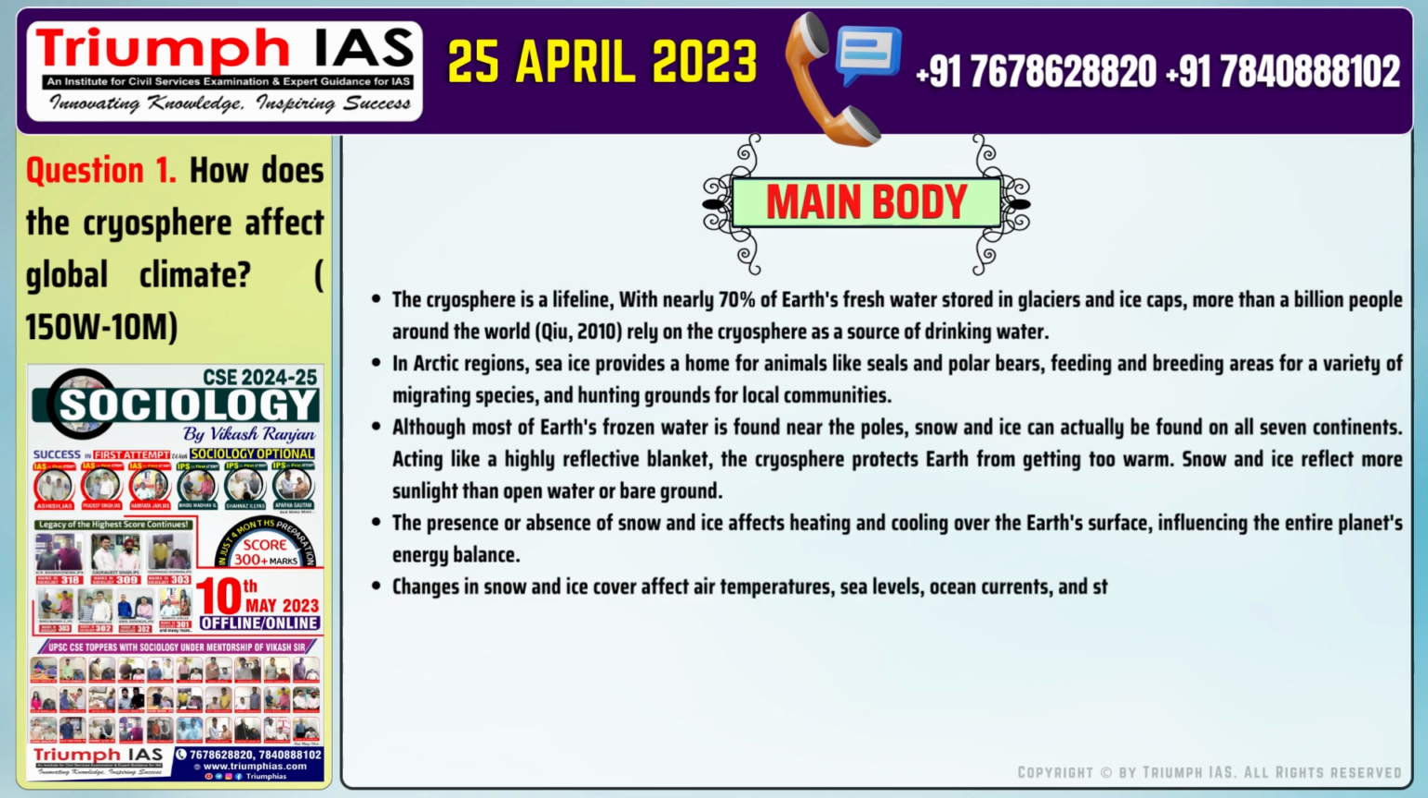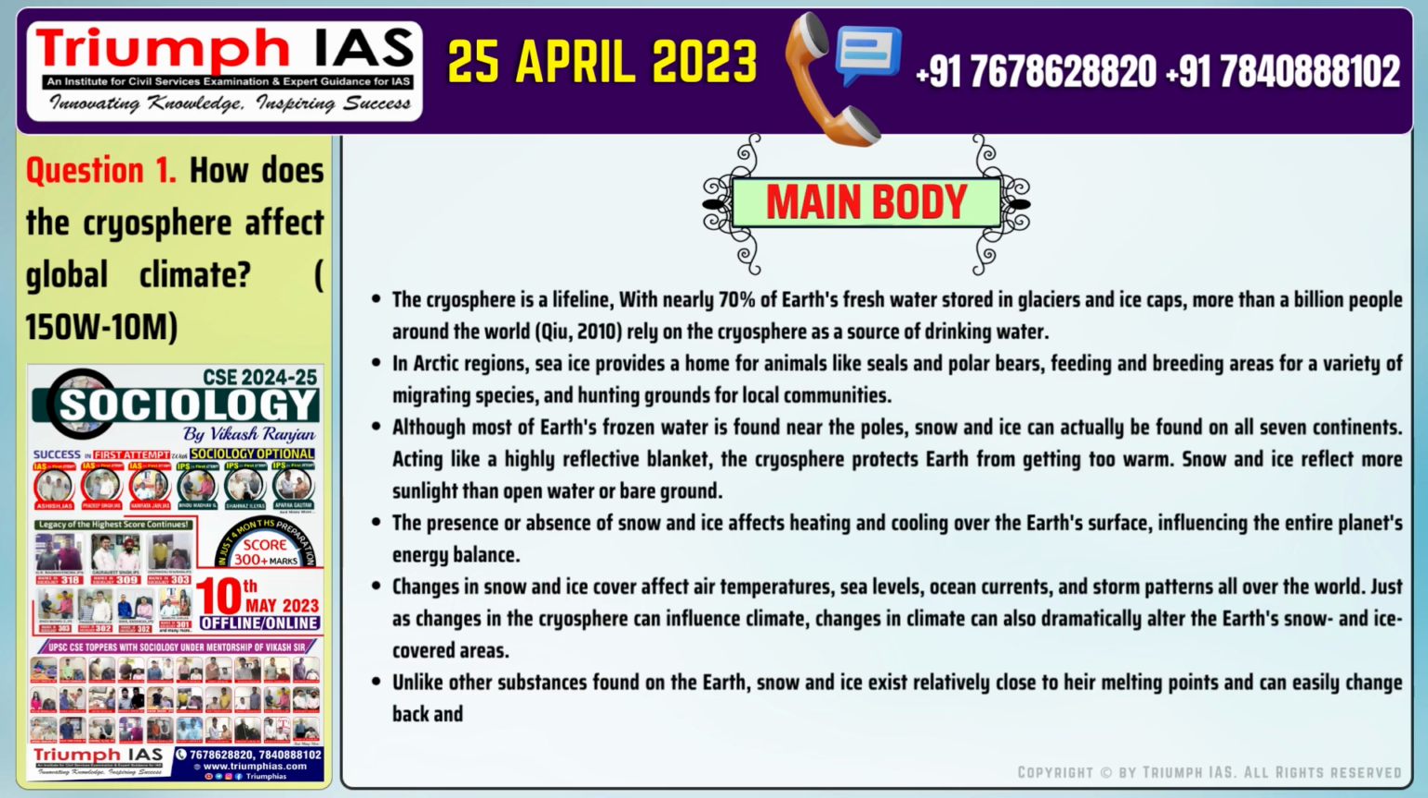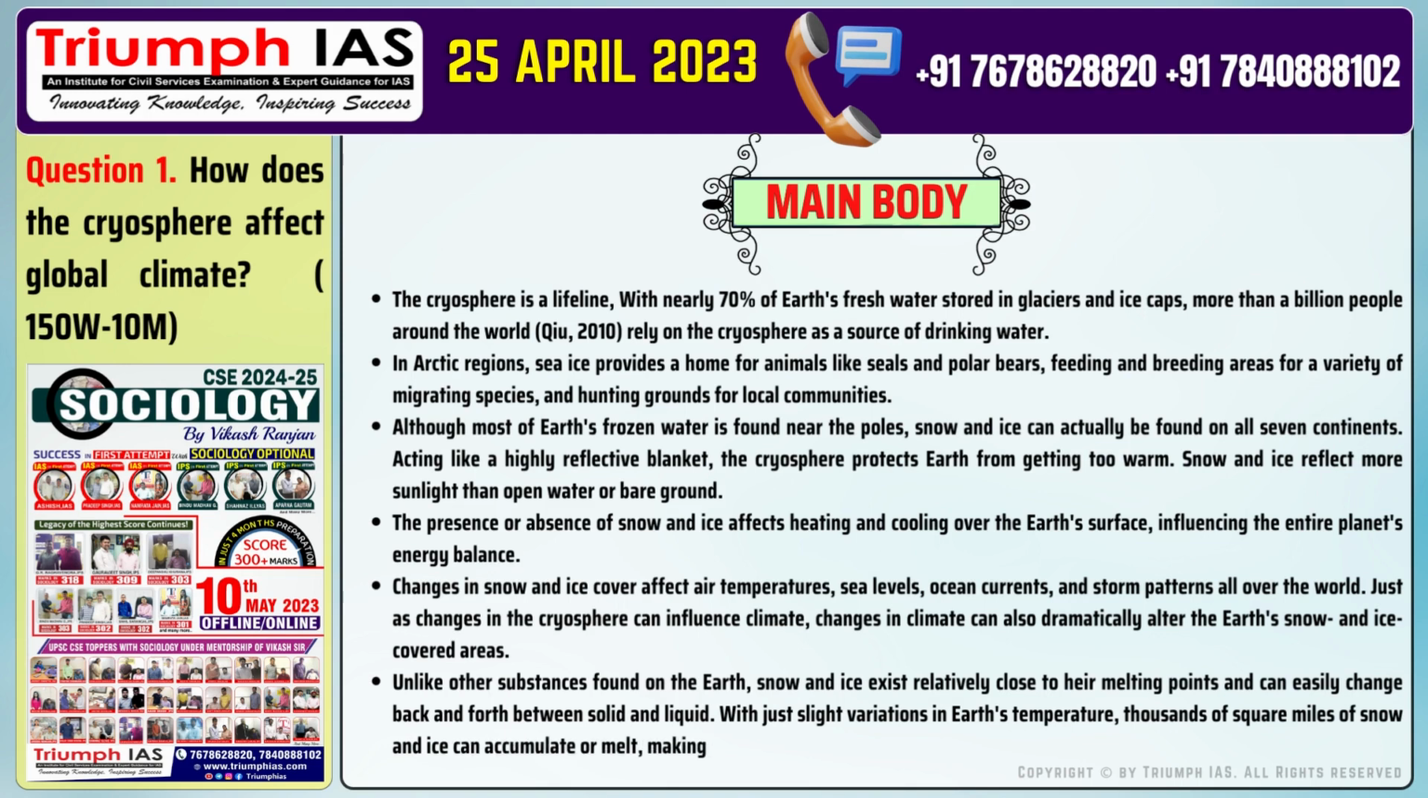Number 5. Changes in snow and ice cover affect air temperatures, sea levels, ocean currents, and storm patterns all over the world. Just as changes in the cryosphere can influence climate, changes in climate can also dramatically alter the Earth's snow and ice-covered areas. Number 6. Unlike other substances found on the Earth, snow and ice exist relatively close to their melting points and can easily change back and forth between solid and liquid. With just slight variations in Earth's temperature, thousands of square miles of snow and ice can accumulate or melt, making the cryosphere one of the most powerful indicators of climate and climate change.